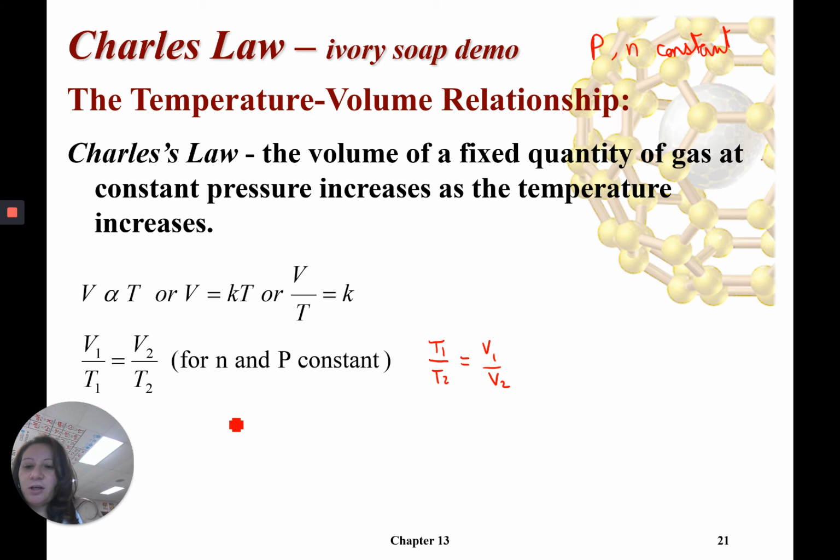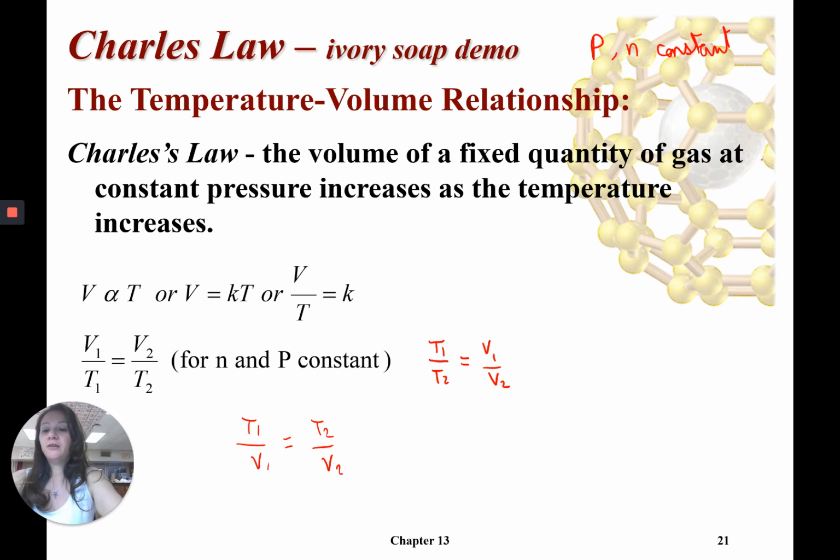Or you can even write it as T1 over V1 equals T2 over V2. There's no reason why the V's are on top and the T's are on the bottom. You can switch them, as long as 1 and 1 go together and 2 and 2 go together, or you can do 1 and 2 and then 1 and 2. Any of these three versions would work. They are all a direct relationship.